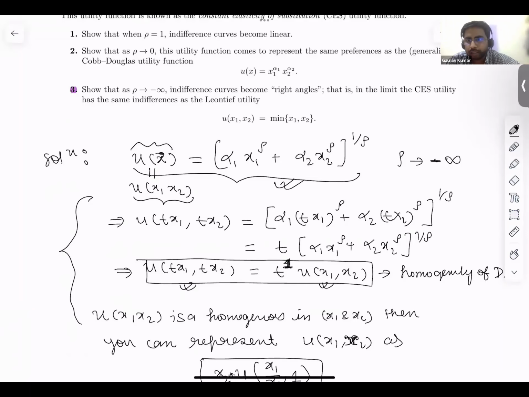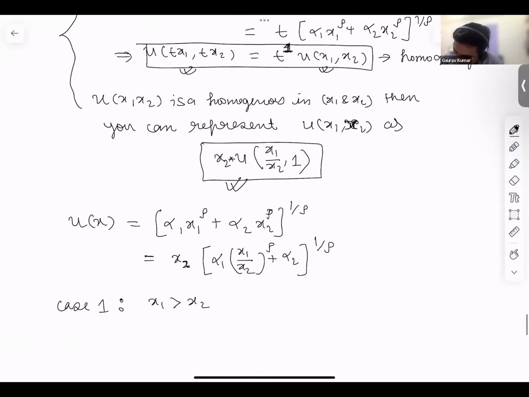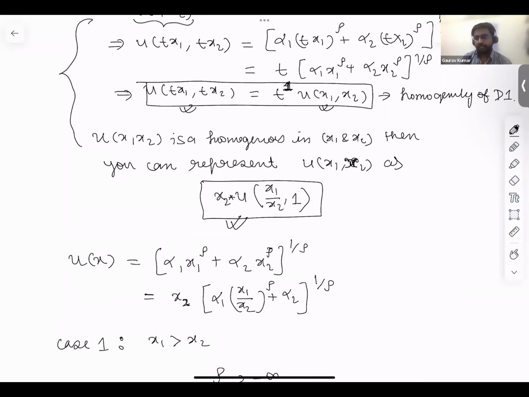Okay, so case 1 is, let's assume that x1 is greater than x2. Okay, so what we have, rho is tending to minus infinity. No, you can't use it.